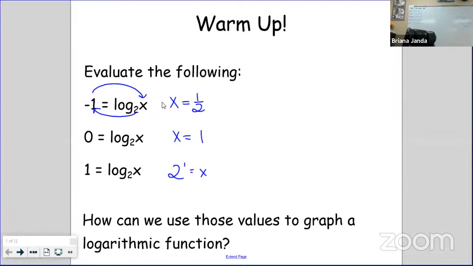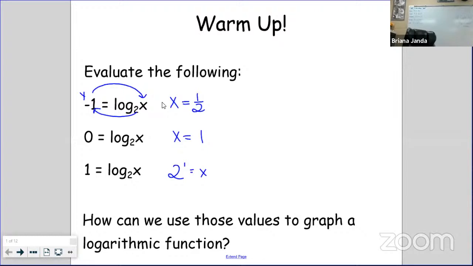So the question at the bottom is, how can we use these values to graph a logarithmic function? Remember that when you have something like this, if it's the log base 2 of x, what's this representing? x is right here. The other one, y, right? If it equals something, it equals y. This is the same as y equals log base 2 of x. And it's saying this is our y's and this is our x's. So we can use this to help us think through how we would graph this.